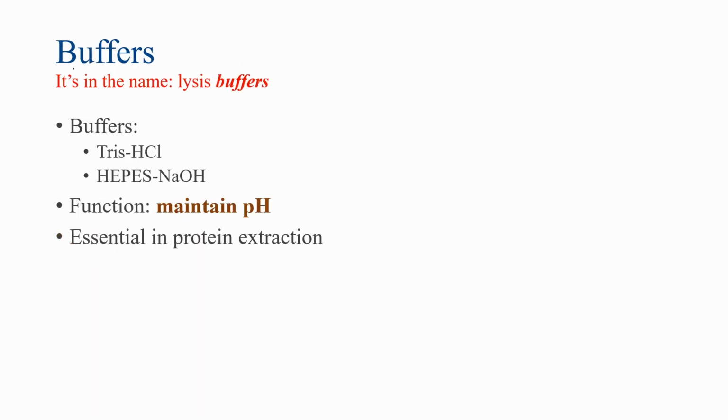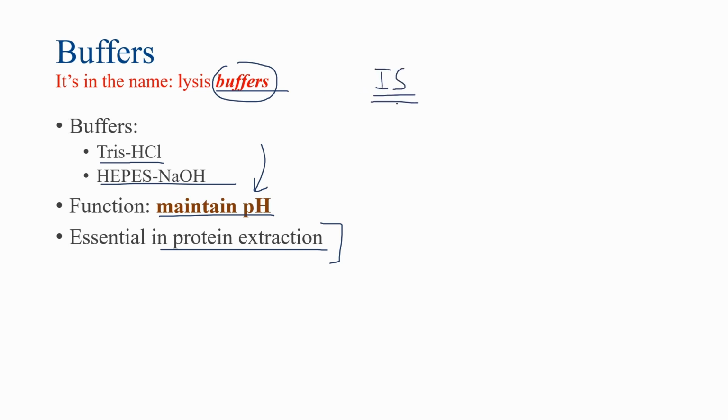And lastly, a fundamental component within cell lysis buffers is in the name. It's the buffer within cell lysis. Buffers include things like Tris-HCl buffers and HEPES buffers, and they function to maintain the pH. This is essential in protein extraction, but really it's essential in any cell lysis buffer. A good way to think of the importance of buffers in maintaining pH is by comparing it with the importance of maintaining ionic strength by including certain ions within your cell lysis buffer.